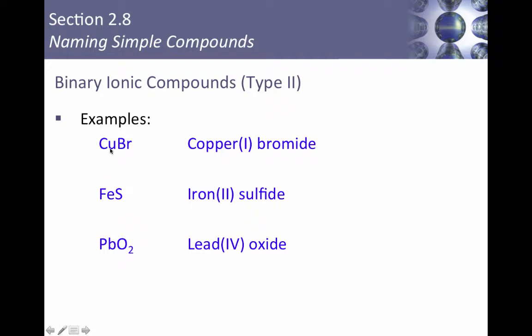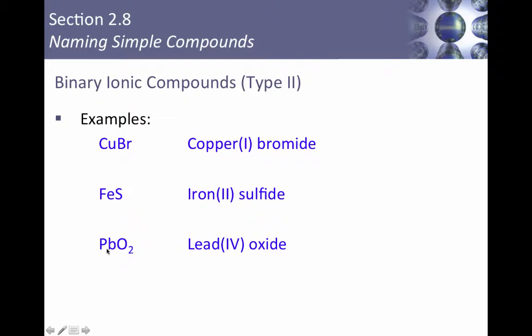If I have copper and bromine together, I know that the charge on bromine is always going to be -1, so that must tell me that the charge on the copper is +1. So to write this, I have copper(I) bromide. The number goes in the parentheses after the name of the cation. All right, for our iron here, sulfur has a charge of -2, so our iron, we know, must be +2. When we write the name, we have iron(II) sulfide.